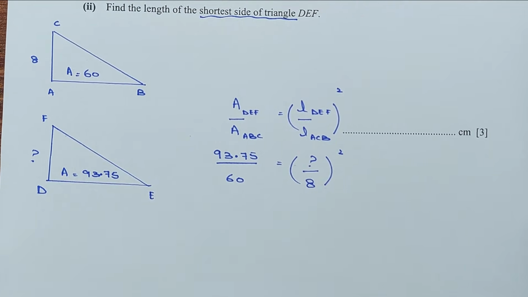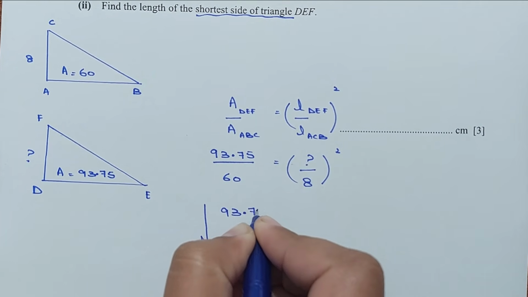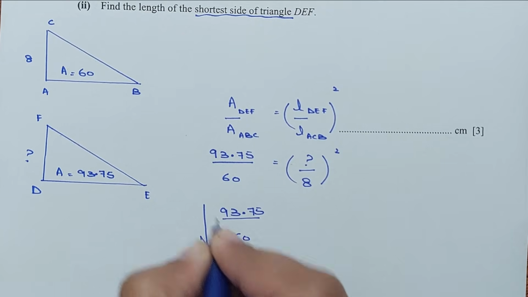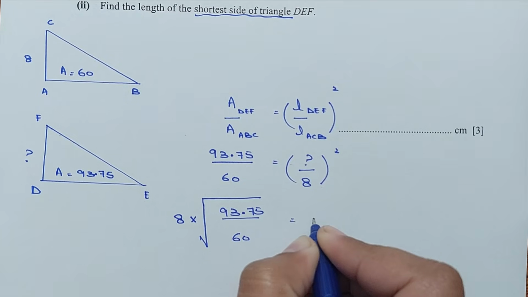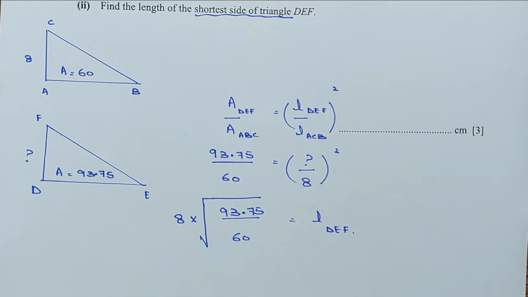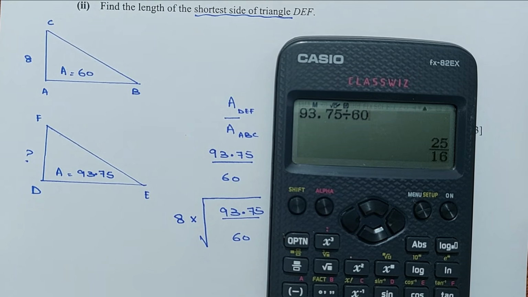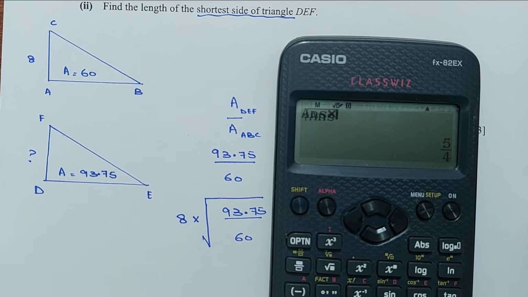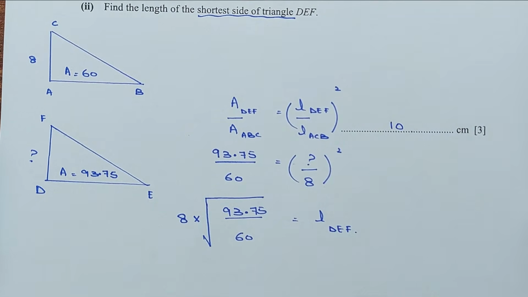To get rid of square, we have to do the square root on both sides. So which is 93.75 over 60 and times it by 8 to get the shortest length of DEF, right? So this is 93.75 divided by 60. Its square root of answer times by 8. This is 10. The length is 10 centimeter, right?